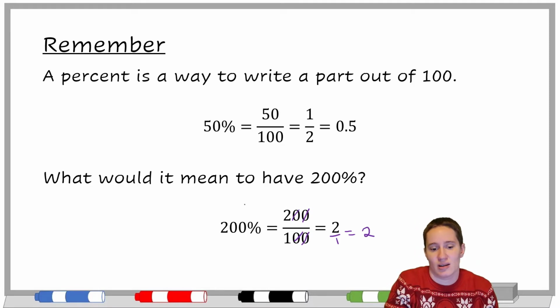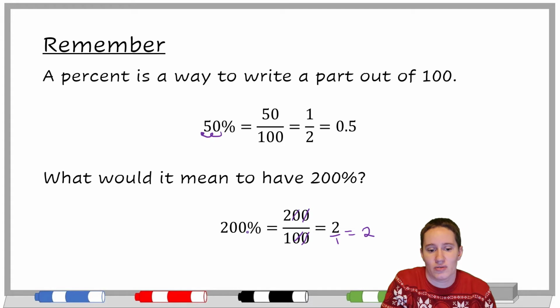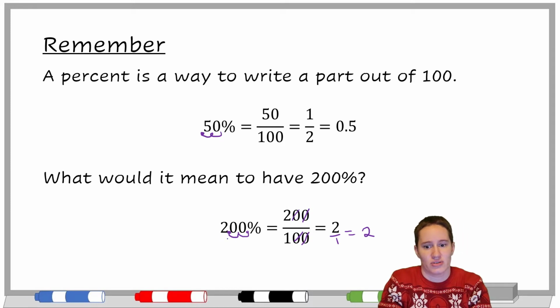And like last time where we talked about how to switch from percent to decimal, we can move the decimal over 2 places, and that gives us, for 50%, 0.5. The same thing works here. We're going to move it over 2 places. It's 2 places because we're talking about out of 100, which has 2 zeros. And if we do that, we get 2.00, which we could just write as 2.